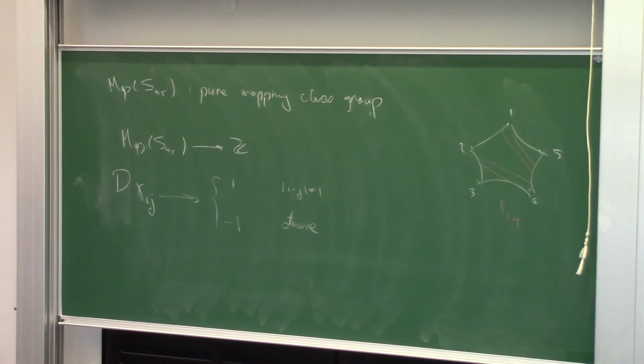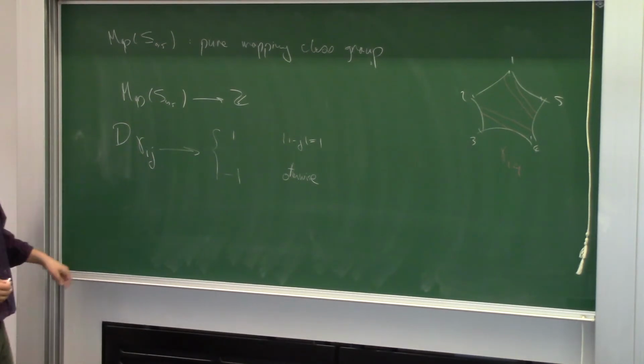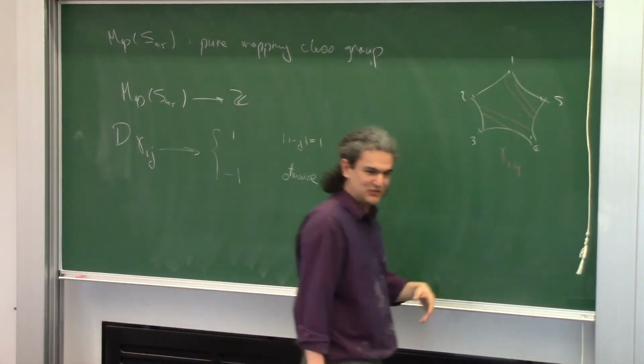Somehow I haven't seen this before. Is this known? I mean, Dan is here, Maud is here. Have you guys seen this before? It should be something famous. Somehow I've never seen this before. So let me prove that this is a homomorphism. If I was using the non-pure mapping class group, I would be in trouble.